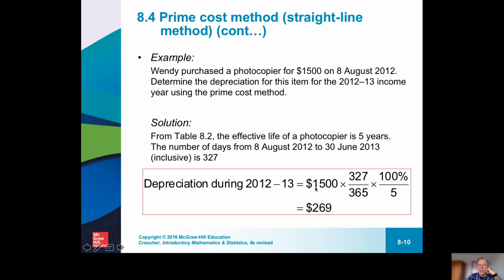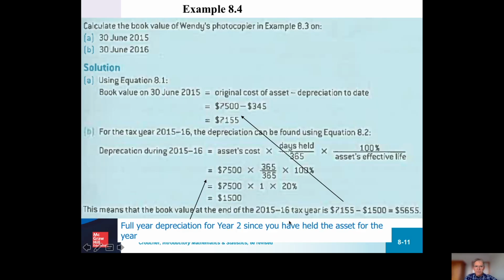And so we'll get the value of the asset, $1,500, multiplied by the number of days she's held it over 365, multiplied by 100%. And we look up the effective life, which from that table was 5 years for a photocopier. And we get the depreciation charge for that year, $269. In calculating the book value or carrying amount, basically we'll just be picking up the original cost of the asset, less the depreciation, and we'll get the closing balance, if you like, that will sit on the balance sheet.